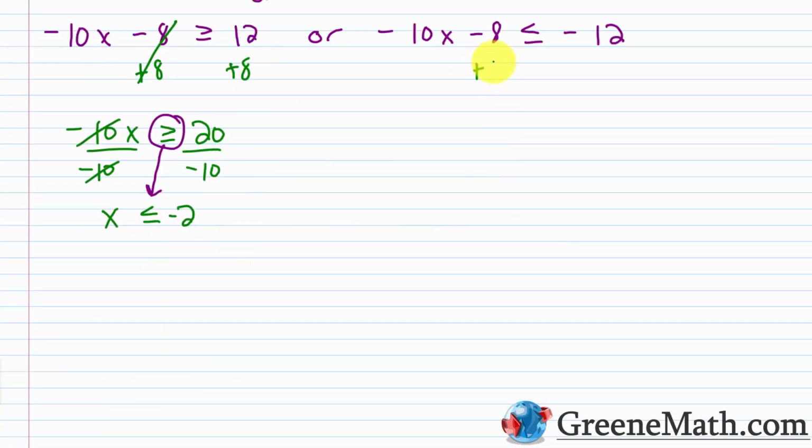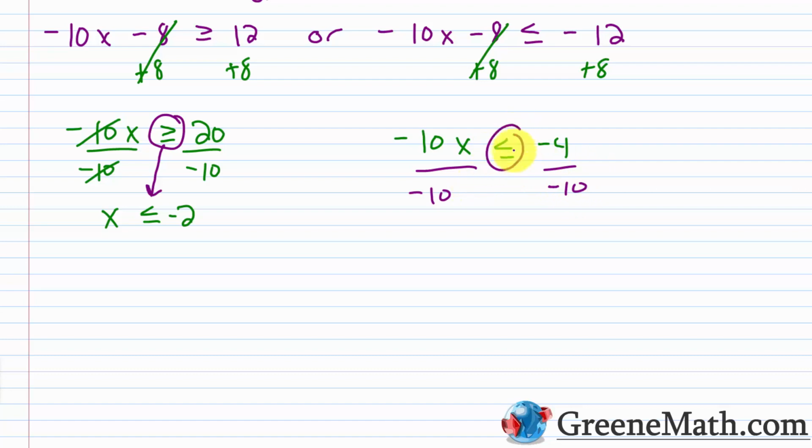Okay, for this side, I'm going to add 8 to each side to begin. That'll cancel. I'll have negative 10x is less than or equal to negative 12 plus 8 is negative 4. Let's go ahead and divide both sides by negative 10. Again, if I divide by a negative, I flip the direction of that inequality symbol. So this is going to be a greater than or equal to now. This cancels. X is greater than or equal to negative 4 over negative 10. I know that negatives would cancel. So this would be positive. Each is divisible by 2. 4 divided by 2 is 2. 10 divided by 2 is 5. So x is greater than or equal to 2/5 there.